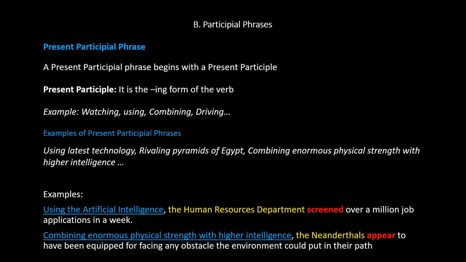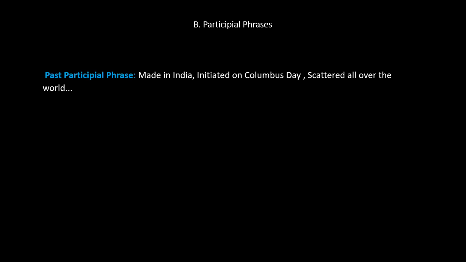Next, past participial phrases. What is a past participle? It is the third form of the verb. For example, done, made, initiated, seen, taken, broken, etc. A past participial phrase begins with a past participle. Examples of past participial phrases include made in India, initiated on Columbus Day, scattered all over the world, etc.